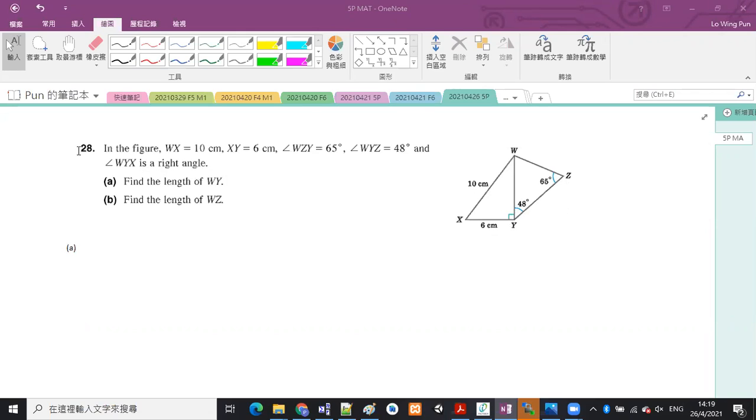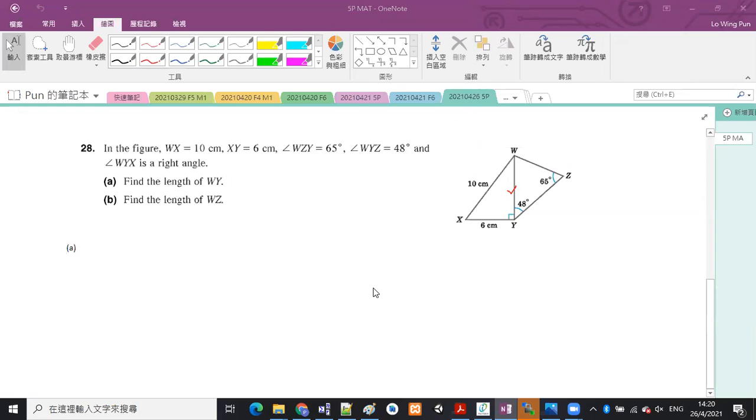And part A, the question asks us to find the length of WY. WY is this one. It's this one, right? Okay, so WY belongs to two triangles, right? It belongs to triangle WXY and triangle WYZ. But WXY is a right angle triangle, and we have length 1 and length 2. So we are ready to find the length 3 by Pythagoras theorem.